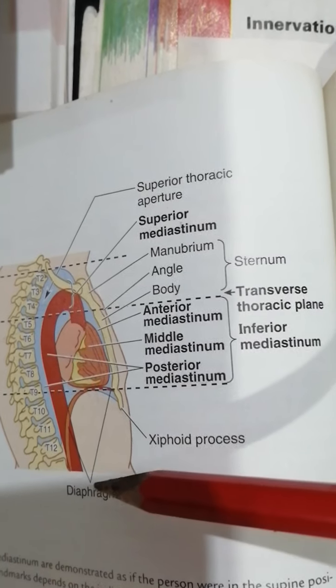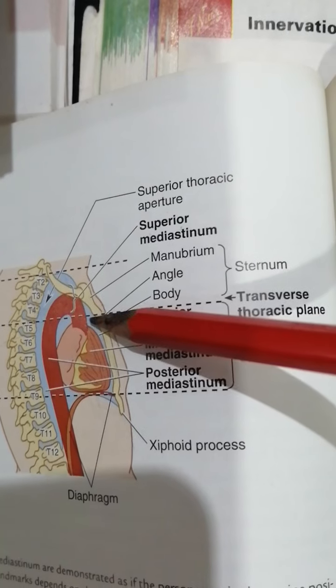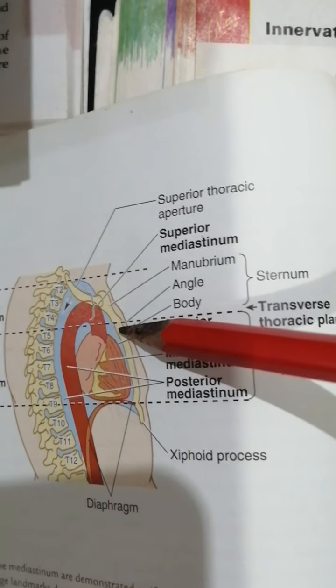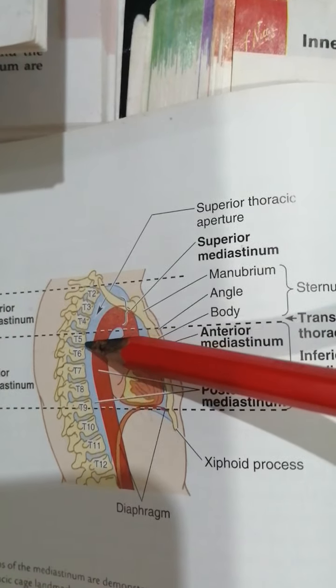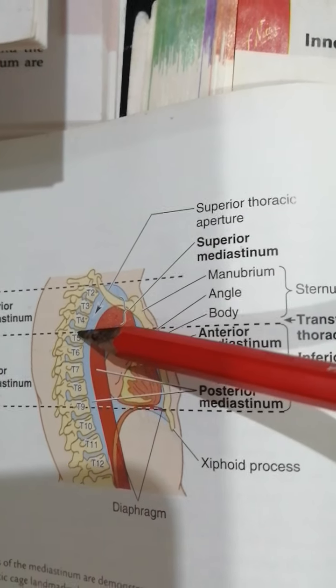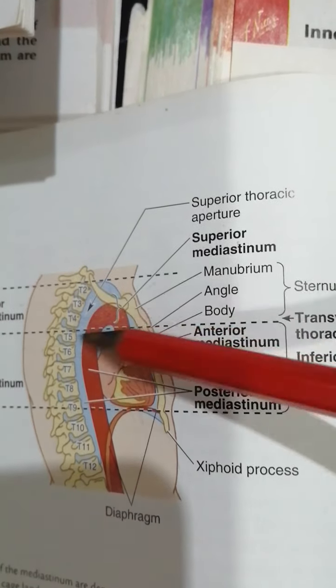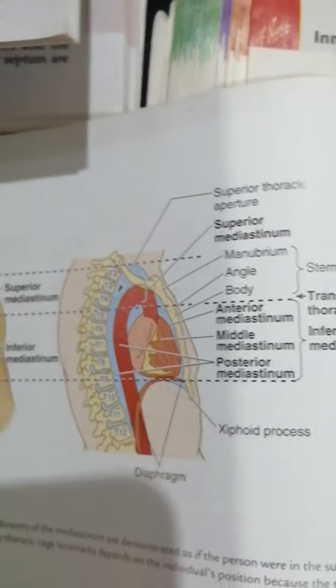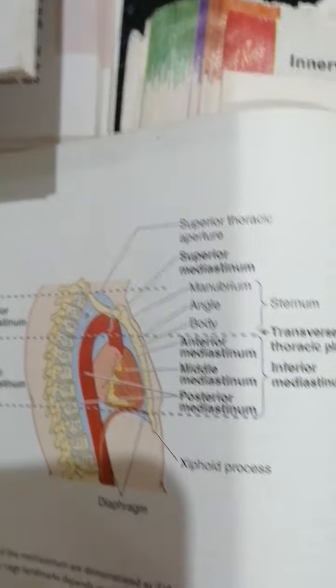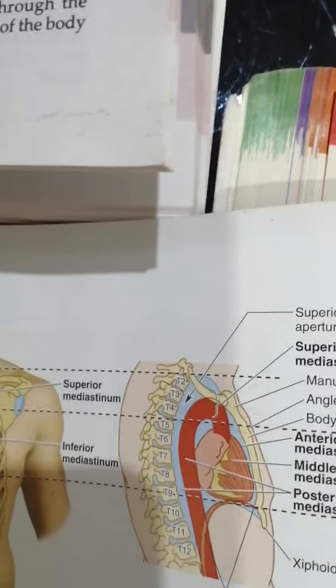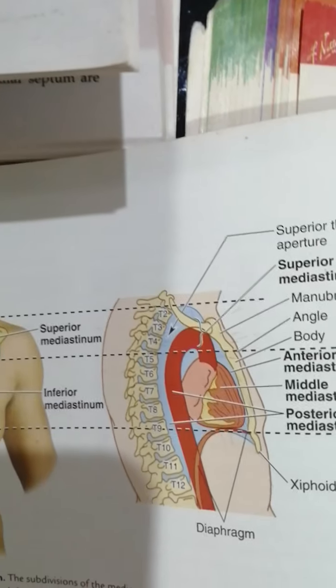Inferiorly there is a line that passes through the sternal angle in front and the lower border of the body of the fourth and fifth thoracic vertebrae. Okay, and on each side there is similarly the mediastinal pleura. These are the boundaries of the superior mediastinum. Now you should remember what the contents of the mediastinum are.